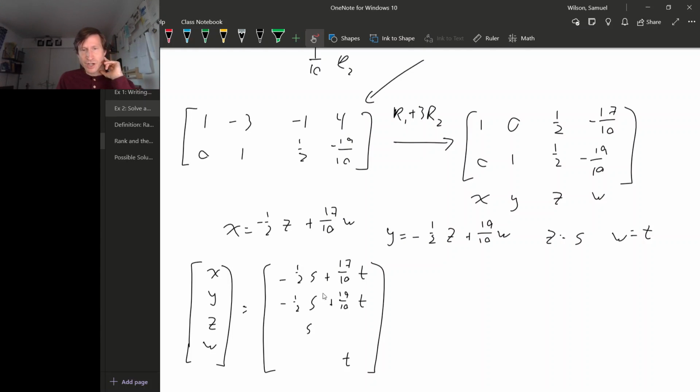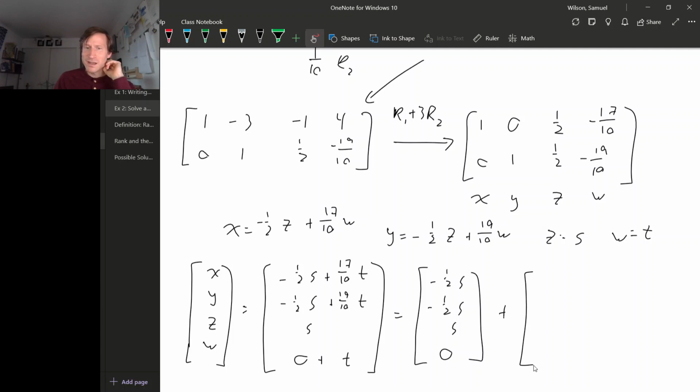Okay. But we can do better than this. If you look at each part of this vector, it's a sum of two pieces, a part with S and a part with T, so we can split those pieces apart. The pieces with S are minus 1/2 S, minus 1/2 S, S, and then 0, because there's a hidden plus 0 down here. And then the part with T is 17 over 10 T, 19 over 10 T, and then the Z coordinate has a 0, and then just T.